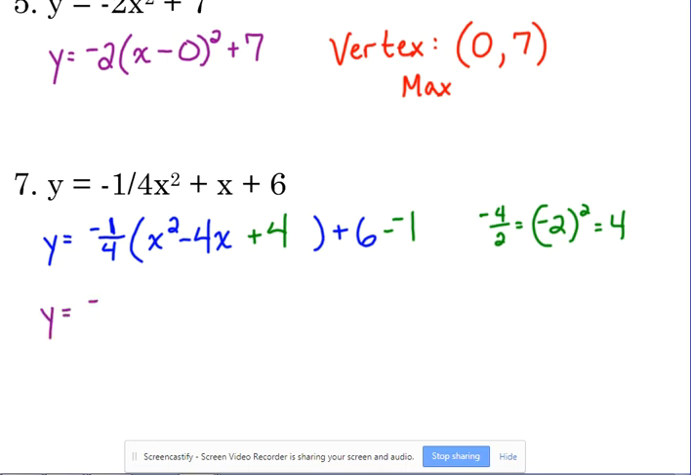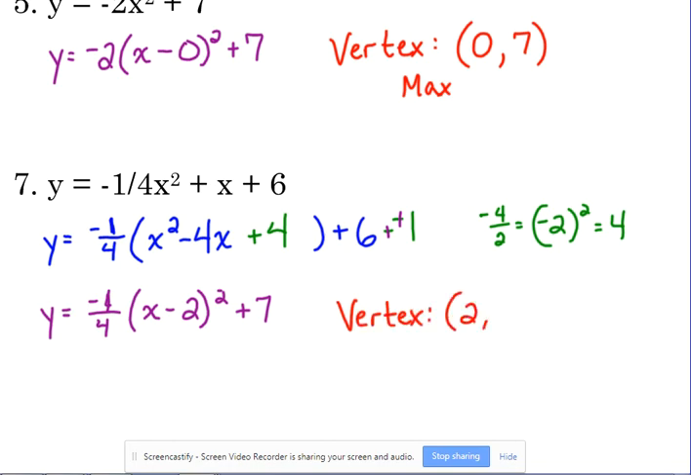So let's put this in vertex form. -1/4 times x minus 2 squared. Subtracting a negative is the same as adding a positive, so we've got +7 on the end. So our vertex is at +2, +7. Maximum or minimum? Maximum, because A is negative.